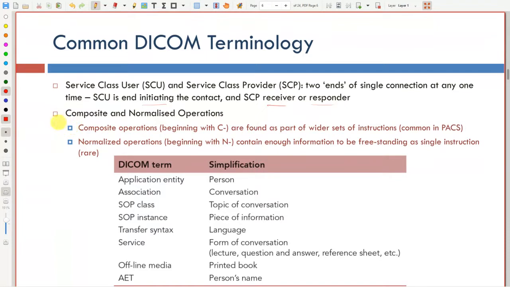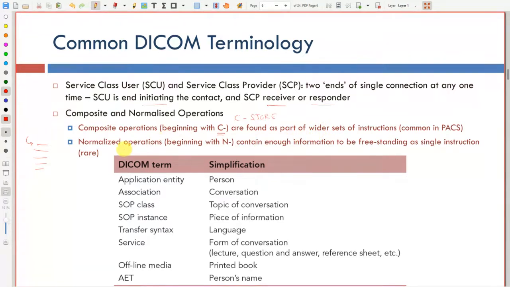Sometimes you have something called composite and normalized operations. Composite operations are operations that have multiple steps, and each composite operation is one of the steps in the complex operation that would happen. Such operations usually start with C dash something, for example C-STORE. This is a part of a certain composite operation, but only one part of it.